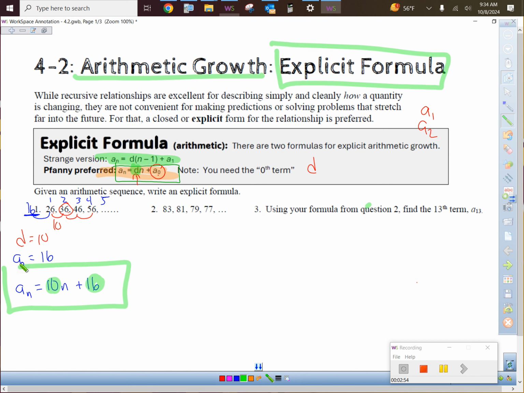This formula right here will allow you to find any term you wanted. If they wanted you to find the 100th term, we would put 100 in for n. If they wanted you to find the 17th term, we would put 17 in for n. And we'll do that here in a little bit. But let's try that one more time.